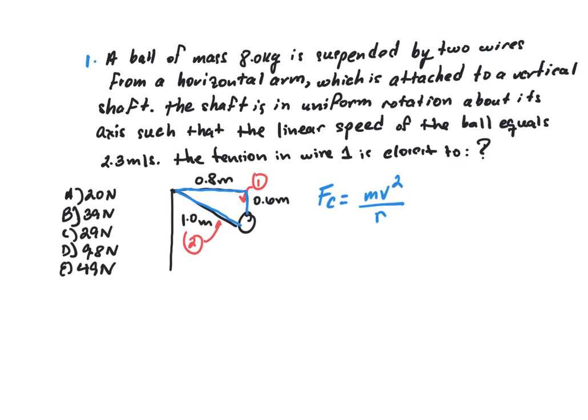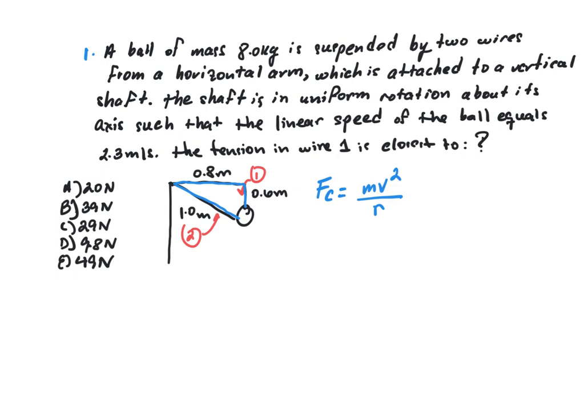So if we continue with the formula, basically what it's saying is the mass. We're given that the mass is 8. The velocity is also given, which is 2.3, and the radius is also given, which is 0.8. Now, you have to also take into consideration the tangent of 0.6 and 0.8. So you're going to multiply the radius times the tangent. So 6 over 8.